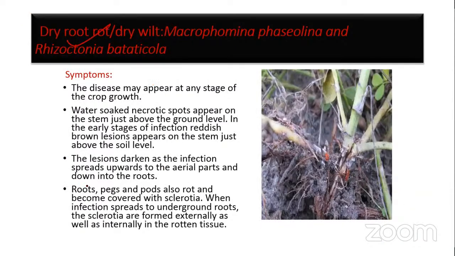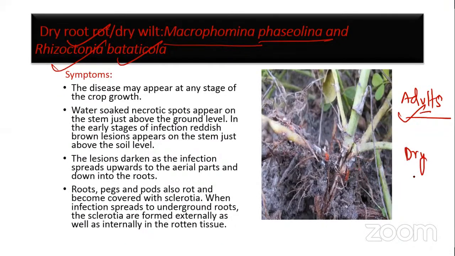Then dry root rot, which is caused by Macrophomina phaseolina and Rhizoctonia bataticola, right? It also causes the same thing, but more often it comes on adult plants. There it was coming on both seedling and adult, but here it is more often on adult plants. In the case of Sclerotium, wherever the saturation is high, you can see the infection because it requires high moisture content in the soil. But dry root rot, as the name indicates, requires very dry conditions. In semi-arid conditions, the infection of dry root rot will usually be very high, right?